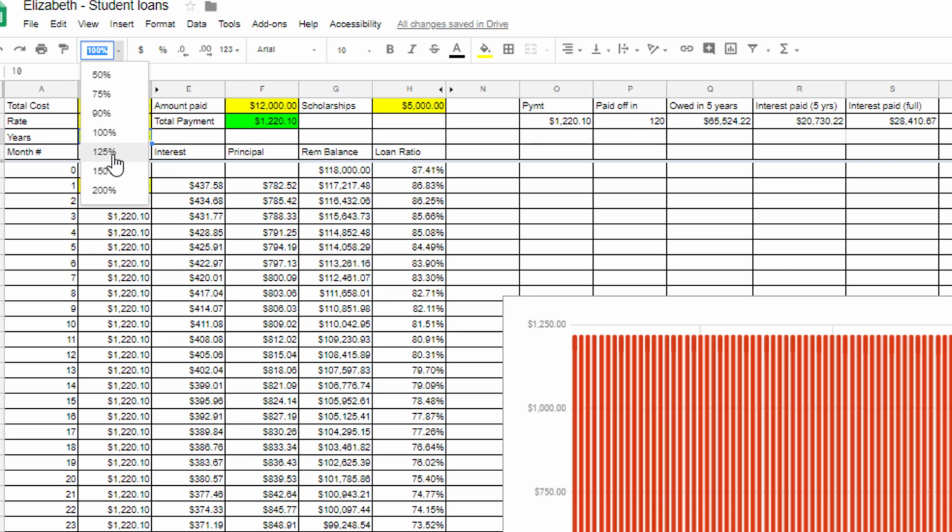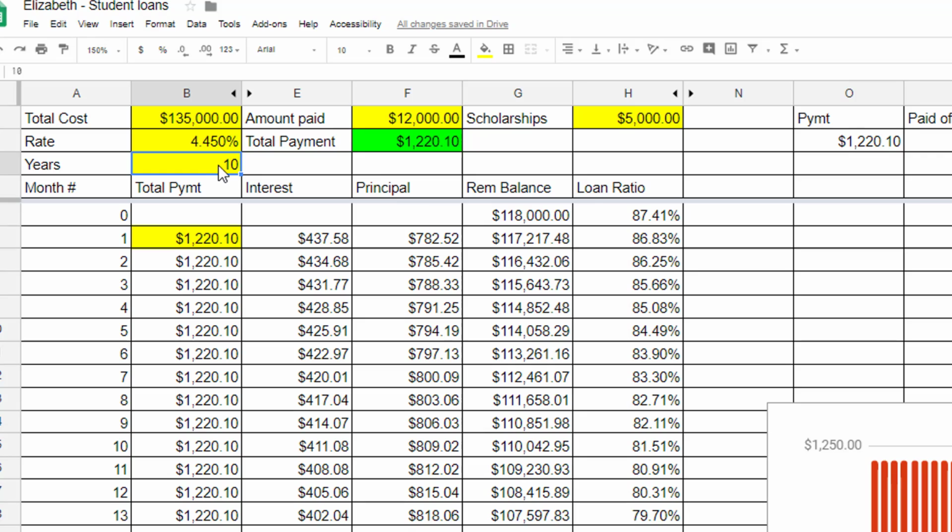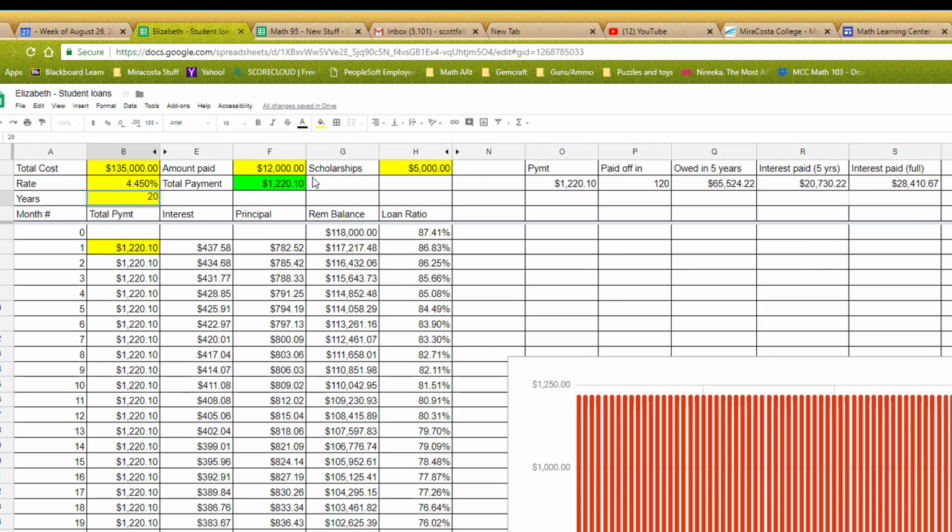I'm going to zoom in a little bit more here. Let's now say they say to you, okay, Elizabeth, I see you're having trouble making your payments. Why don't we just give you 20 years to pay it off? Now, before I hit enter, keep track over here at the interest paid.